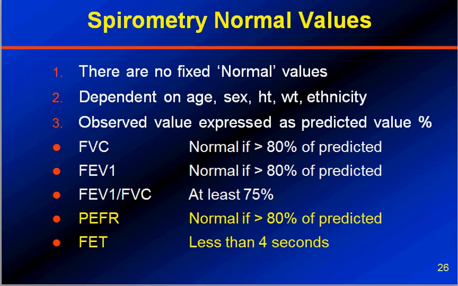So FVC or forced vital capacity is normal if it is more than 80% of the predicted. FEV1, forced expiratory volume in the first second, is normal if it is more than 80% of the predicted. FEV1 by FVC ratio should be at least 75. PEFR is normal if it is more than 80% of the predicted. FET or forced expiratory time, anything less than 4 seconds is normal; more than 4 seconds we call the FET as prolonged because of bronchial obstruction or bronchostenosis.